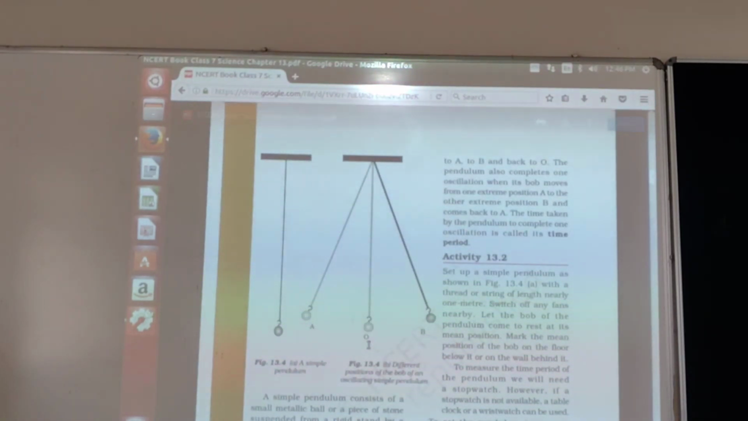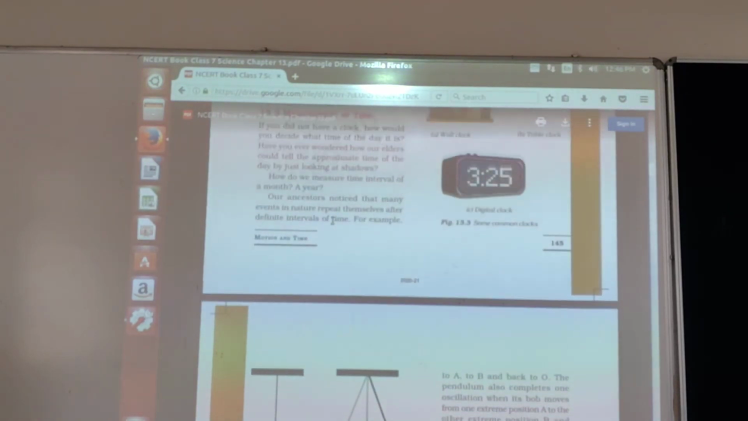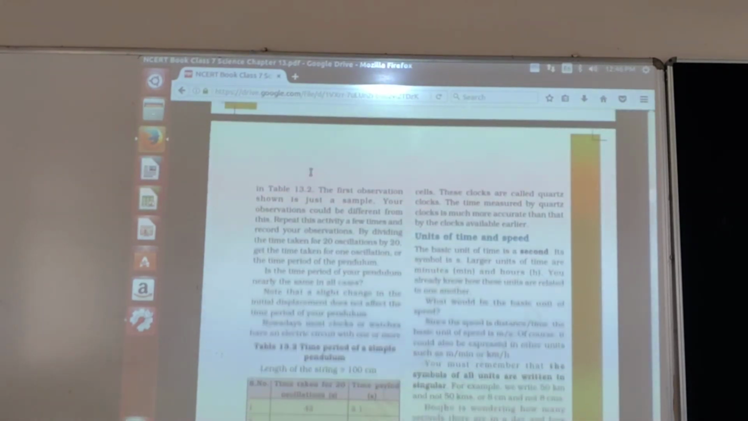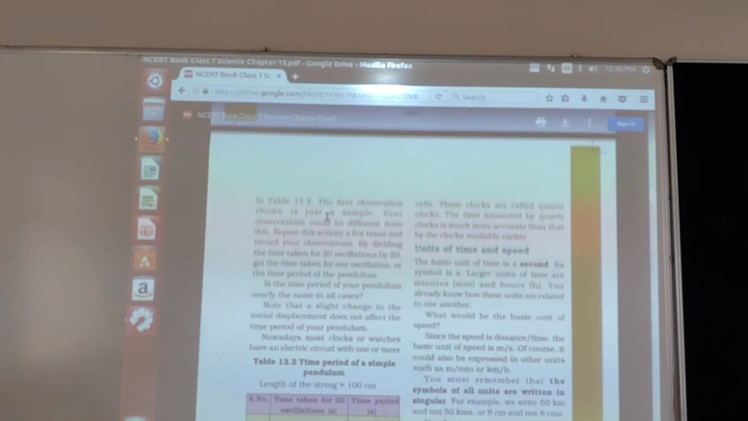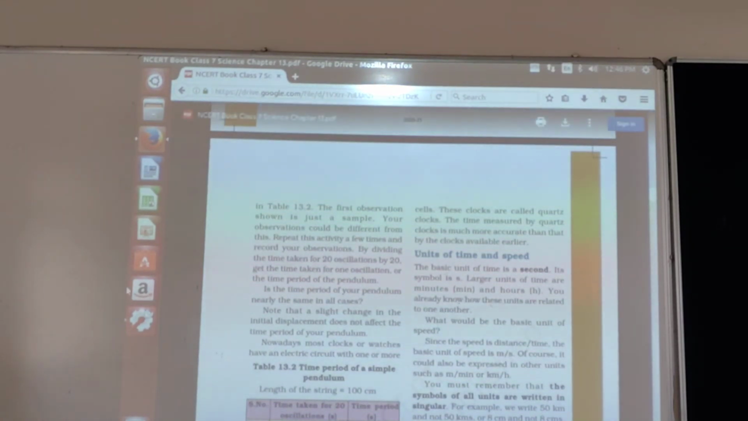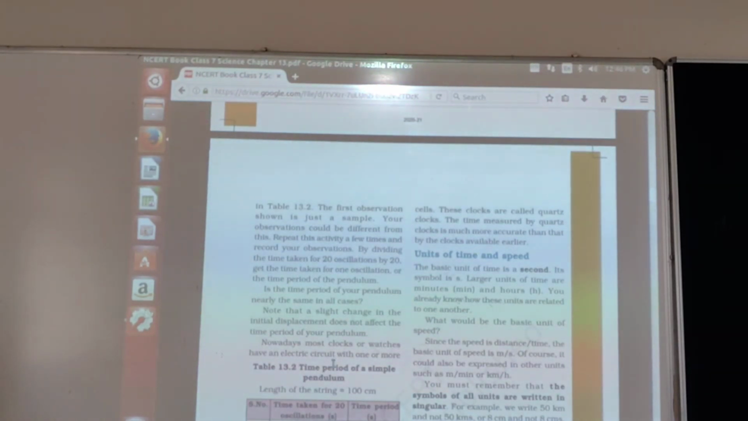Now moving to the next: units of time and speed. This is also very important. As you very well know, the basic unit of time is called second, and its symbol is small s. And the larger units of time are minute and hour. This you already know. These units are related to one another.